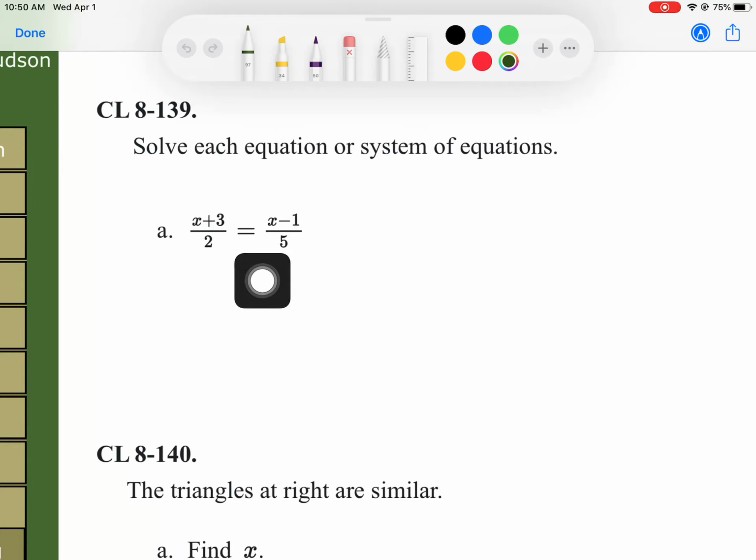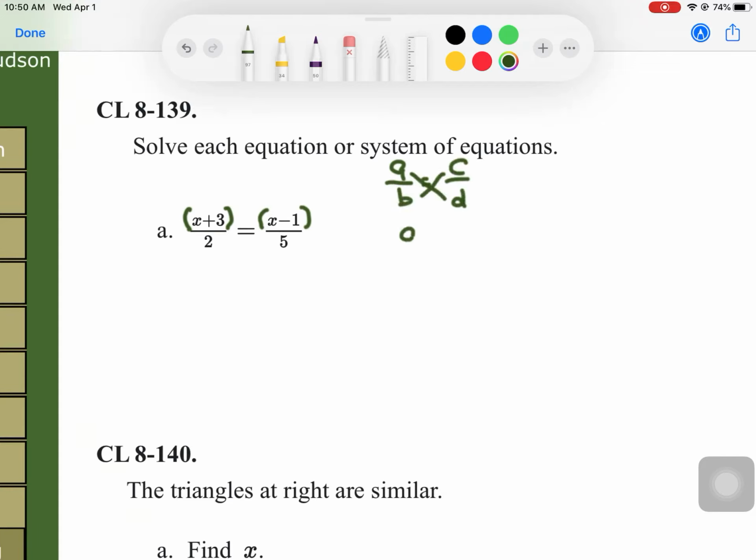A is a proportion if you look at it, or you could think of it as clearing fractions either way. But I personally would approach this by cross multiplying. It's just like when we have A over B equals C over D, and you cross multiply, so you get A times D equals B times C. I'm going to do that same thing with this.